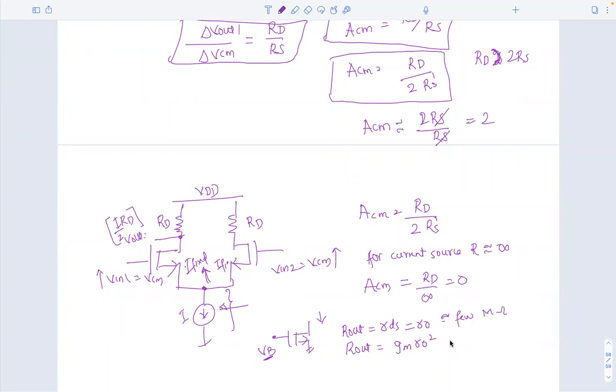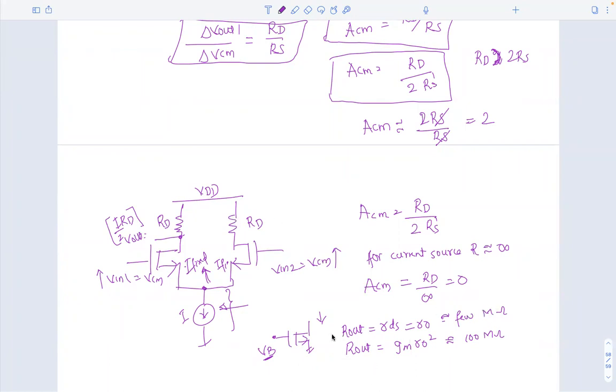Okay. So this can be a few hundreds of mega ohm. Okay. So you can substitute here. In many cases, this RD will be again an active load. Active load in the sense it's a current mirror. So its resistance will be RT.